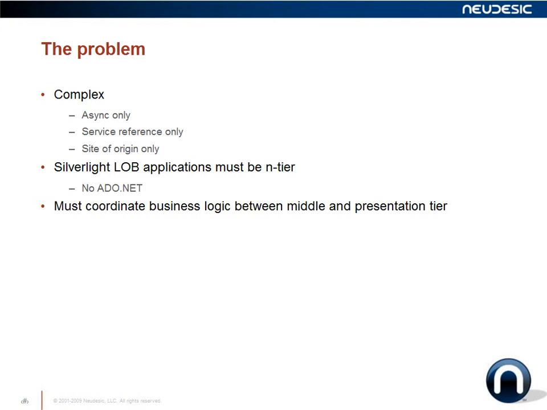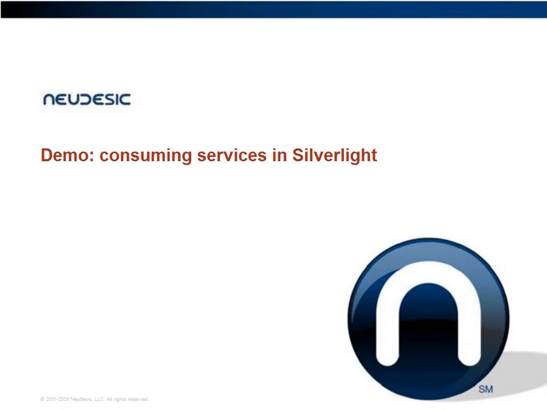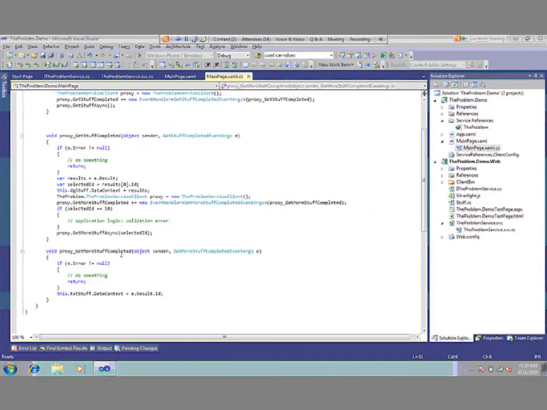Yeah, so we did see that we have the service reference, we have the client config, we have async only, and we have site of origin only. The thing I didn't show you there was the business logic. So let's say there's some sort of restriction around what details can be viewed. And maybe this is very basic just to kind of illustrate the purpose.